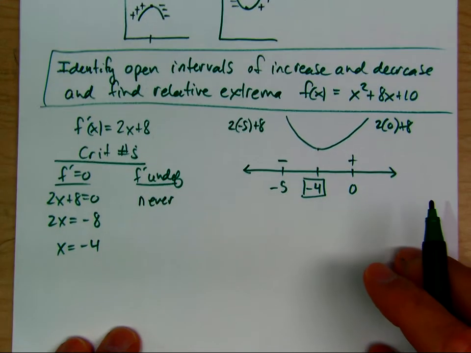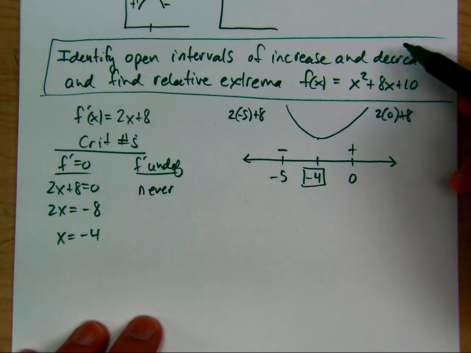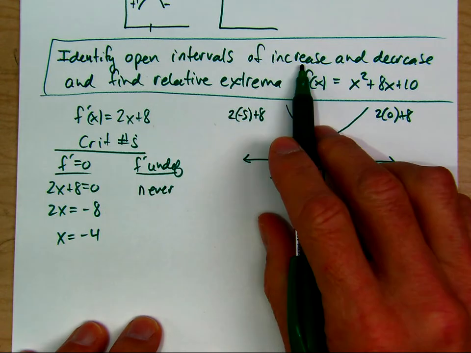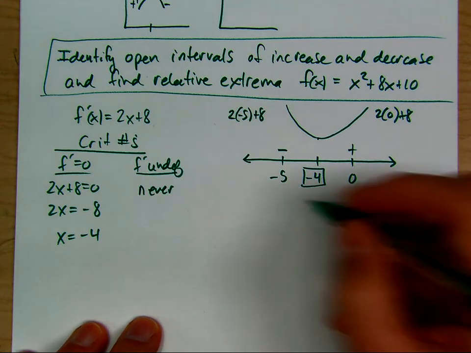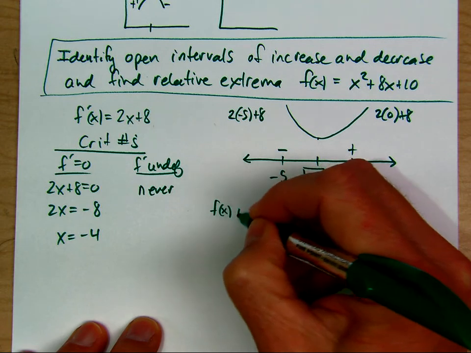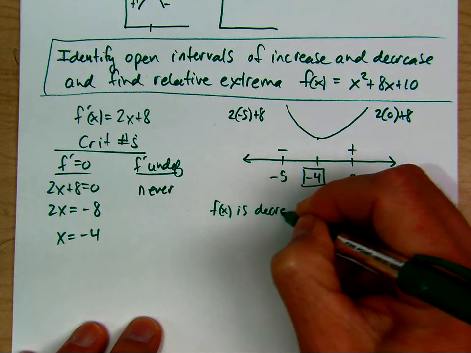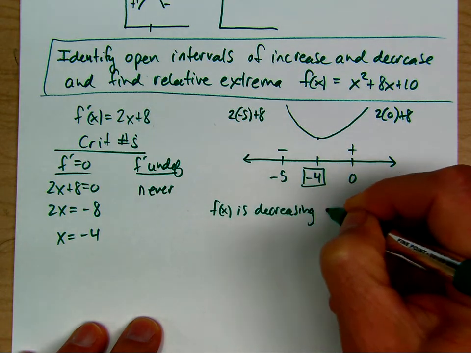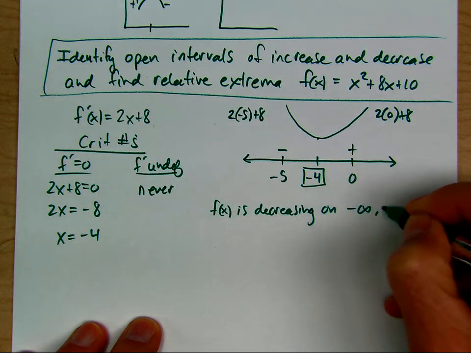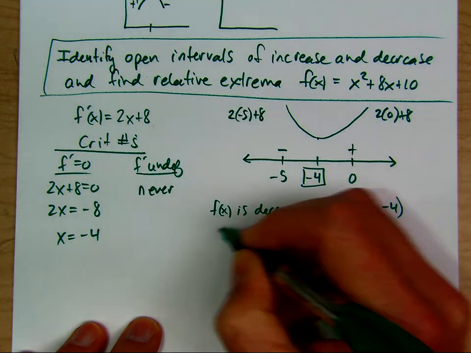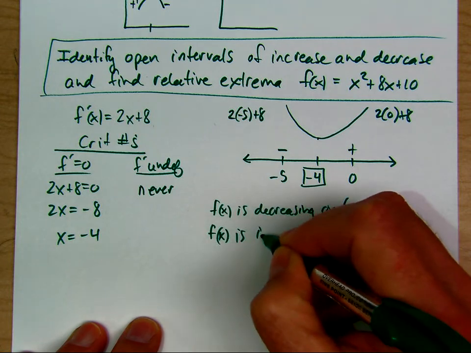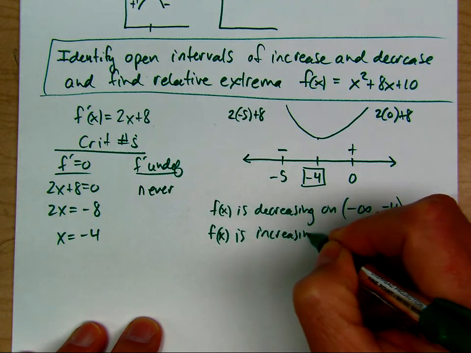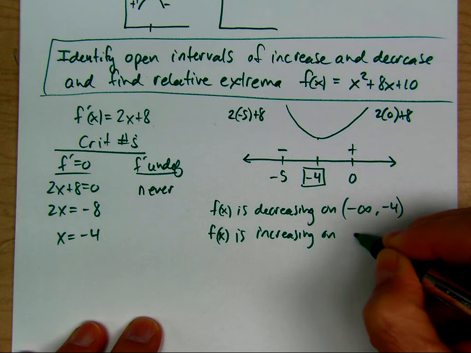So from this work, we can answer questions about intervals of increase and decrease, and we can also answer the question about the relative extrema. So we say f of x is decreasing on -infinity to -4. f of x is increasing on -4 to infinity.